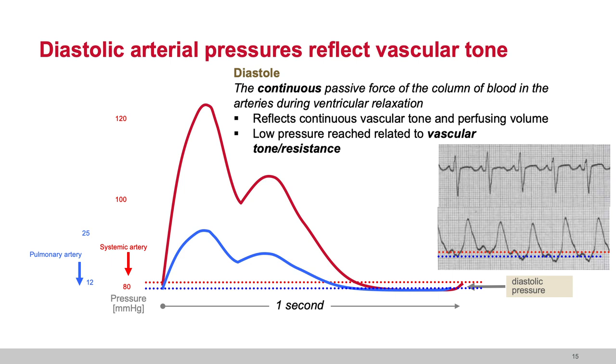So now on to diastole, my favorite part of discussion, because the diastolic pressure sheds so much light on the presence or absence of appropriate vascular tone. When patients vasoconstrict, diastolic pressure goes up, mean arterial pressure goes up, and those two go up quite effectively. Systolic pressure goes up minorly.